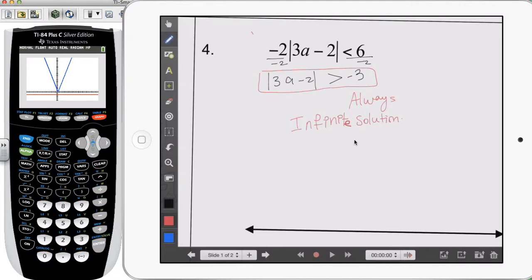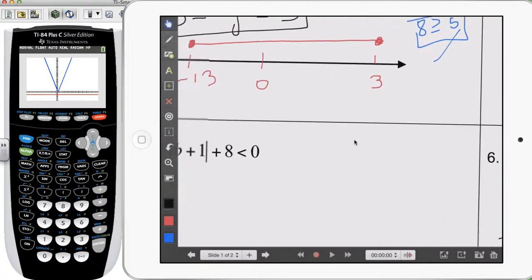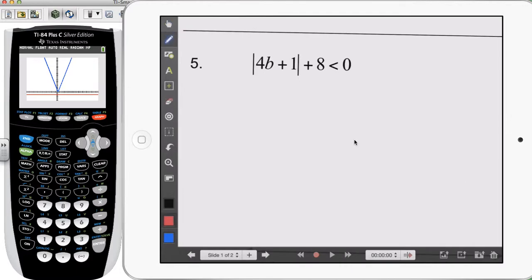So let's go ahead and try number 5. Again, you need to isolate by subtracting 8. Absolute value of 4b plus 1 is less than negative 8. Now, remember, every time you have a negative on the other side, you have to stop and think. Is it an infinite solution or no solution? Whenever you have a positive number on the other side, you can divide into less than and greater than. Here you have to stop and think.